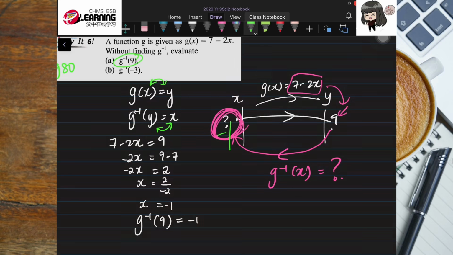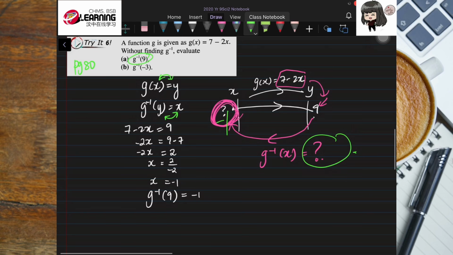Meaning to say that if you sub in negative 1, it gives you a 9. And inverse back, if you sub in the 9, it will give you a negative 1. Without even sub in into the expression, without even finding back the expression, you can do in this way. That is for part A.